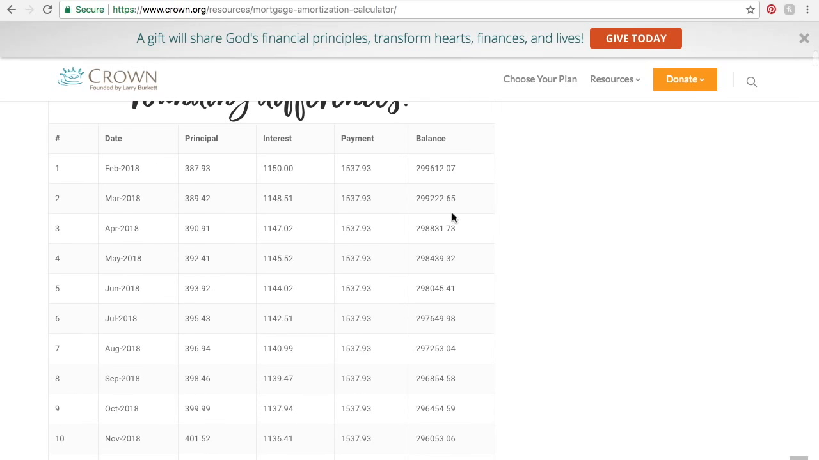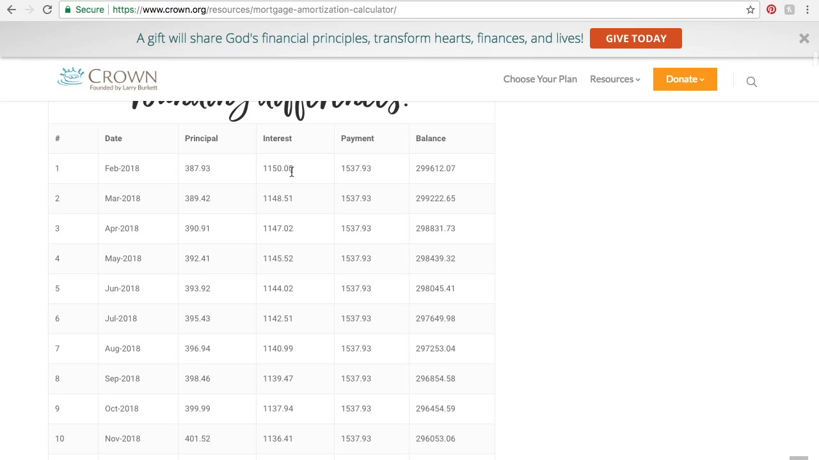But what does change is the balance of the loan. We started with $300,000. On payment number 1, out of that $300,000 that we borrowed, which we know is the principal, we repaid $387.93 and now have a balance of $299,612.07. The rest of that $1,537.93 payment was in interest, $1,150 in interest.